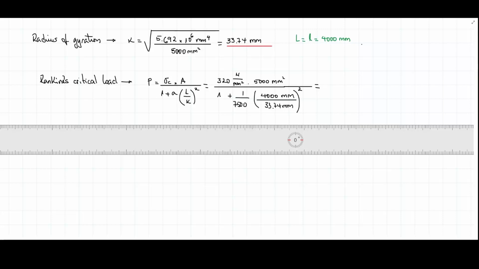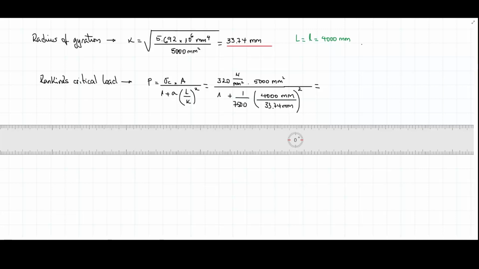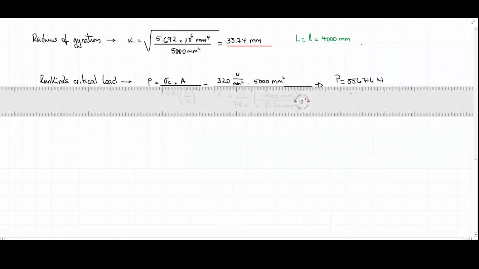How much is this? Let's calculate it. On the top we have 320 times 5,000, and on the bottom we have 1 plus 1 divided by 7,500 times 4,000 divided by 33.74, and this is going to be squared. So 556,000 something. Then the critical load according to Rankine is going to be P equal to 556,760 newtons. This is the critical load.